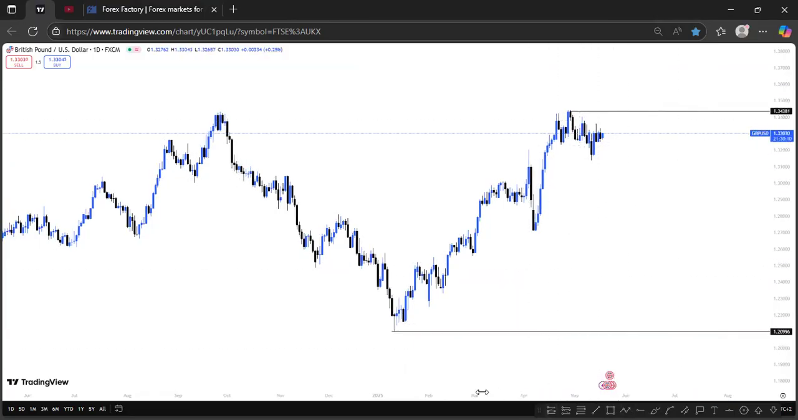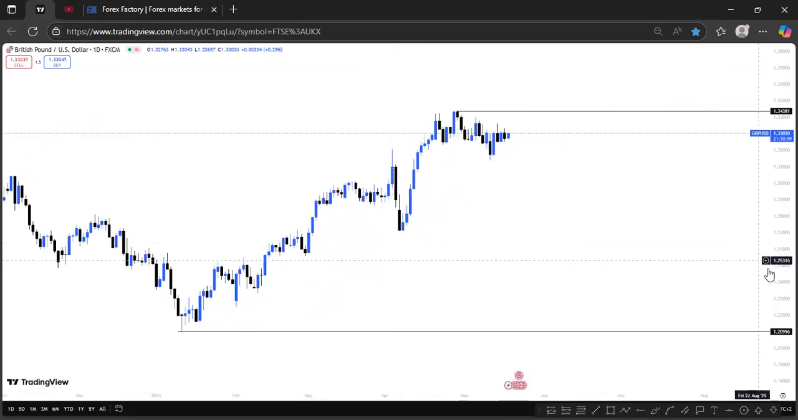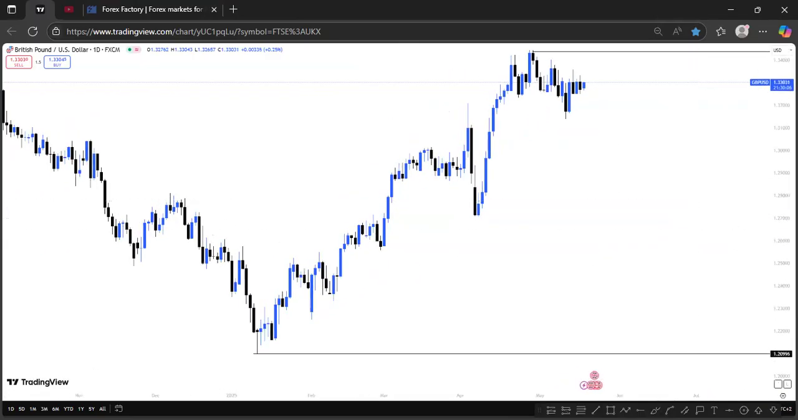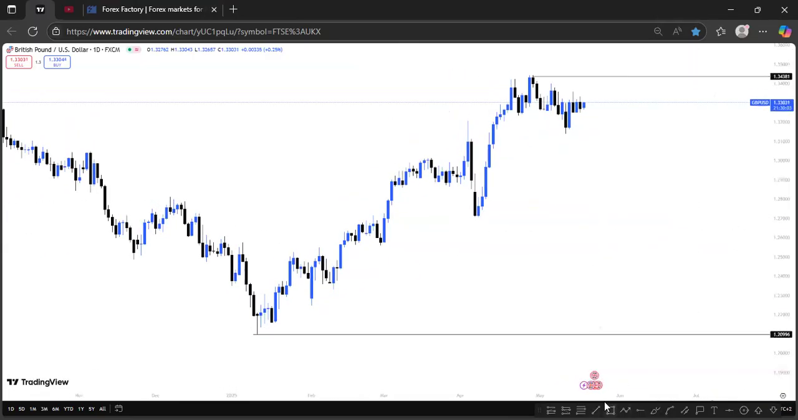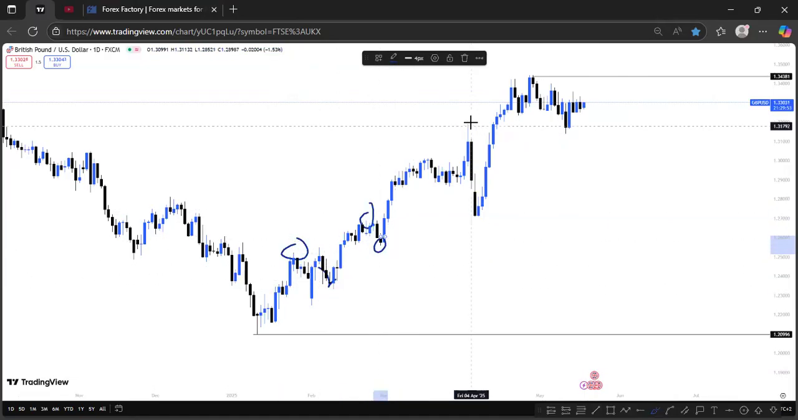If I mark out structure from this swing low to that swing high, I'm clearly going to see a series of higher highs and higher lows to the downside. As you can see, this is a higher high, a higher low, a higher high, a higher low, a higher high, a higher low, then a higher high, and another higher low.